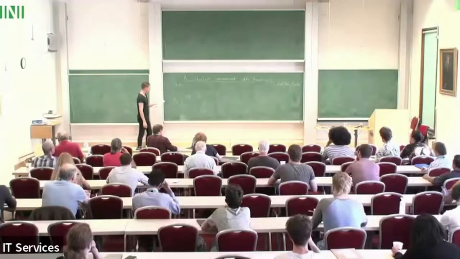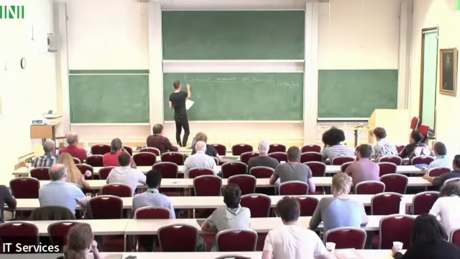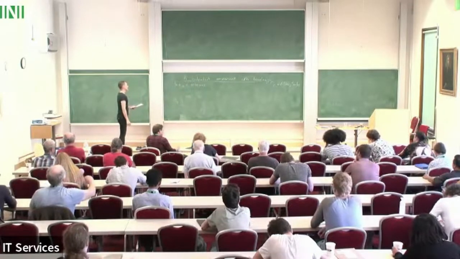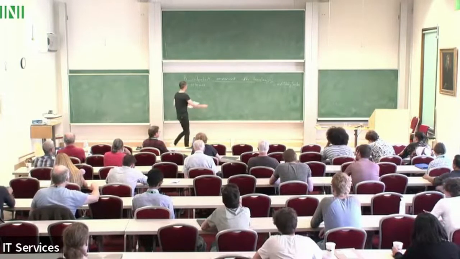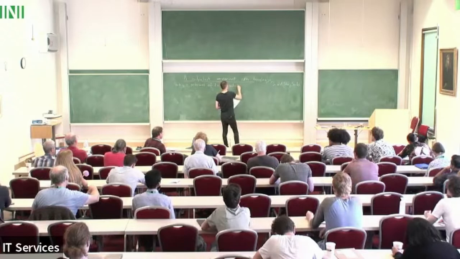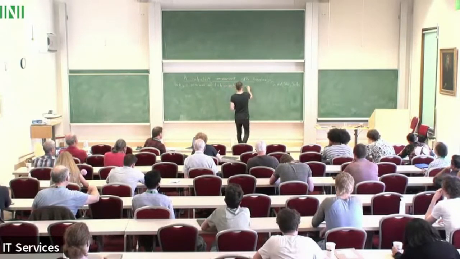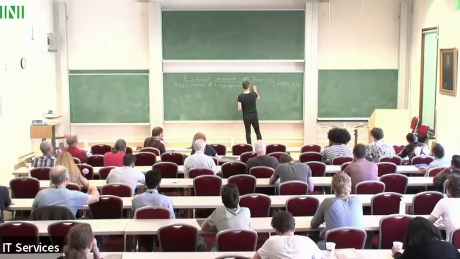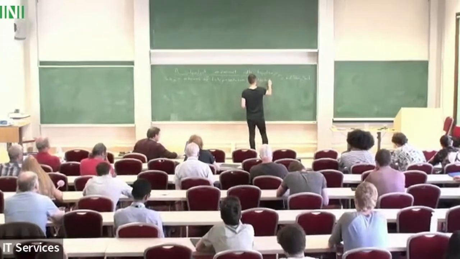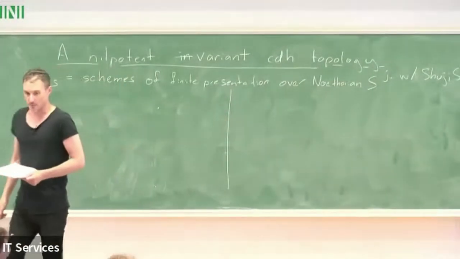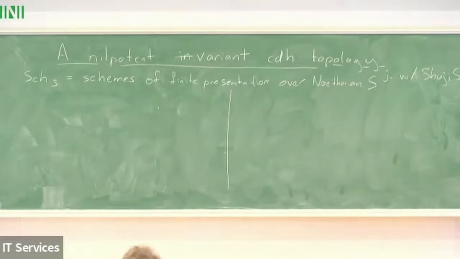So for the whole talk, well, at least for the first half of the talk, I'm going to restrict to schemes of finite presentation or finite type over a Noetherian base scheme. A lot of the things I say will be valid in greater generality, but some of the things won't. And so just to make things easier, let's always work over some Noetherian base.